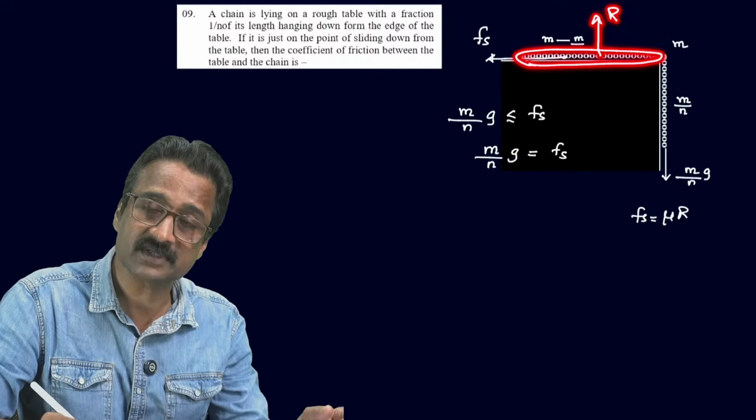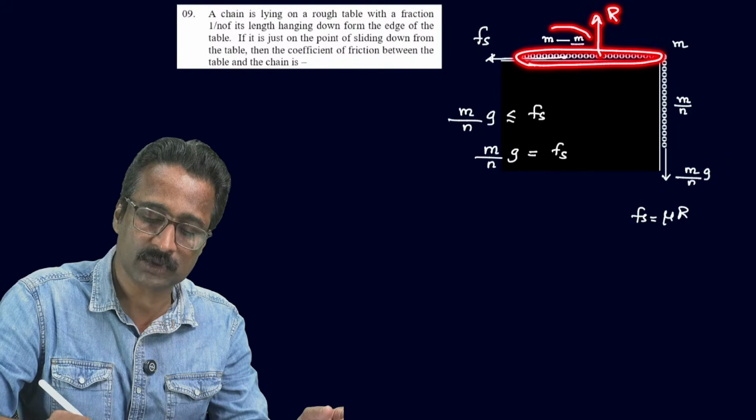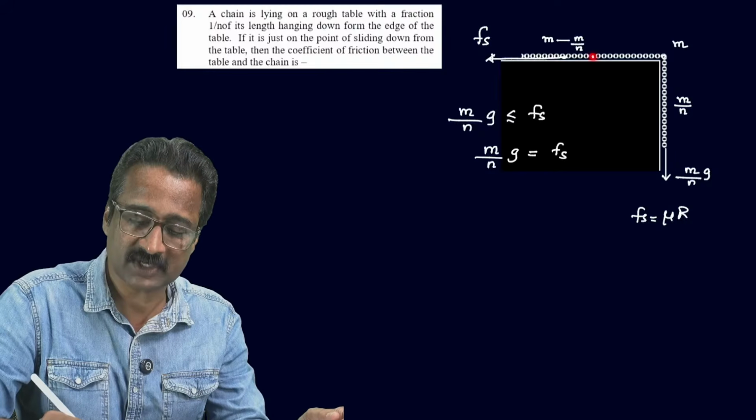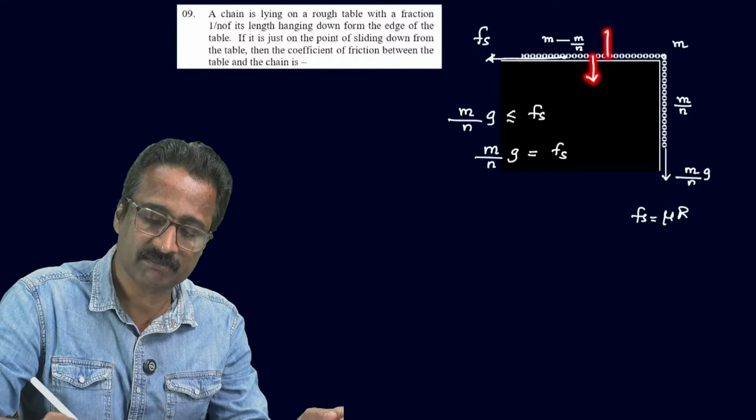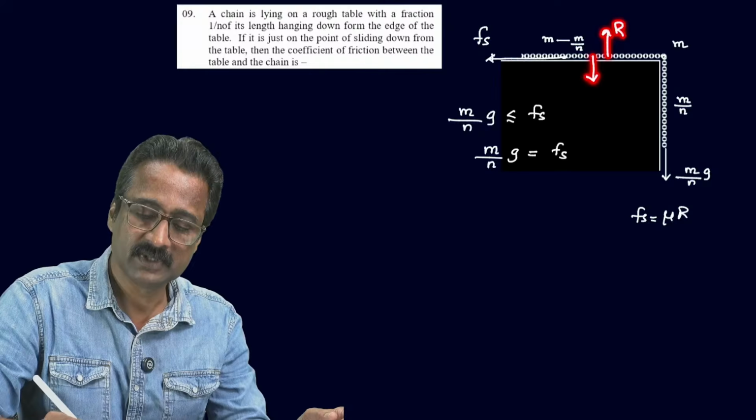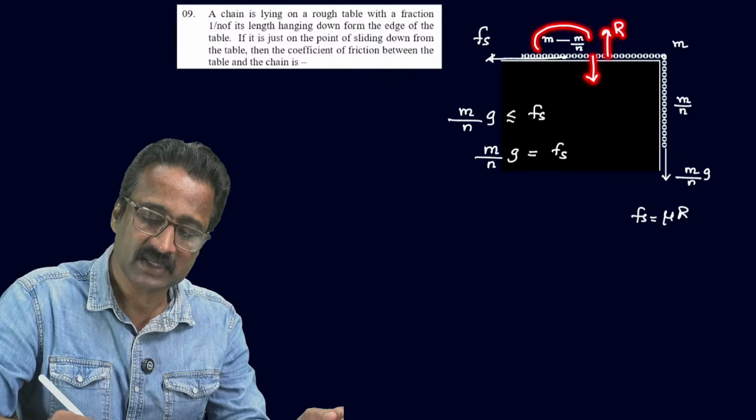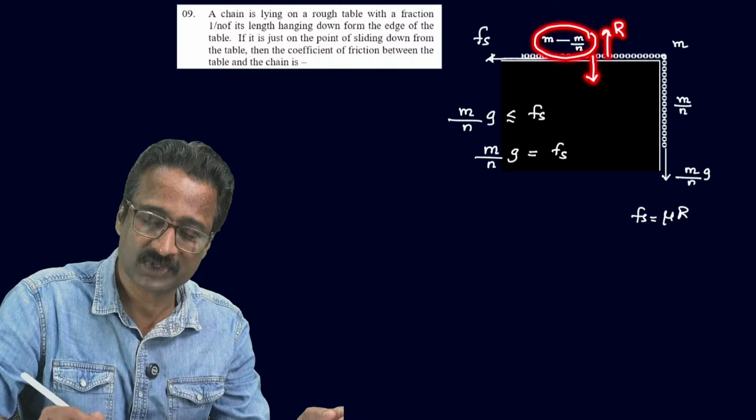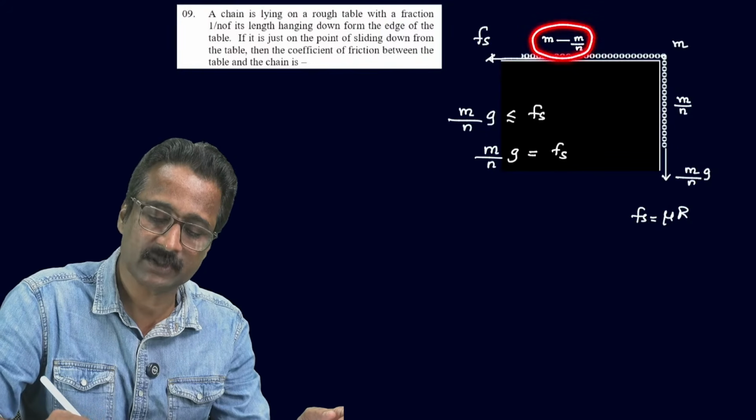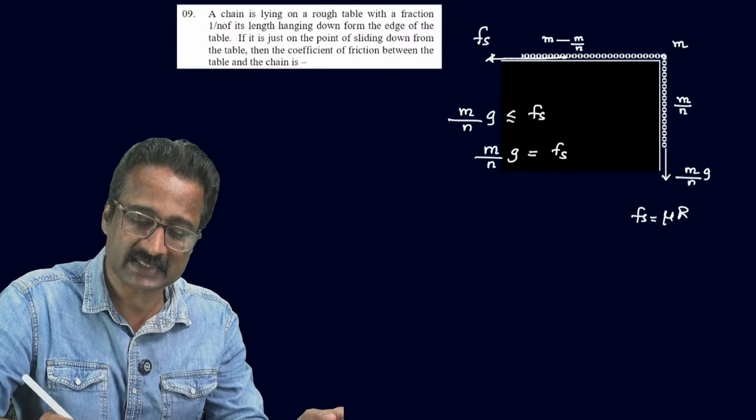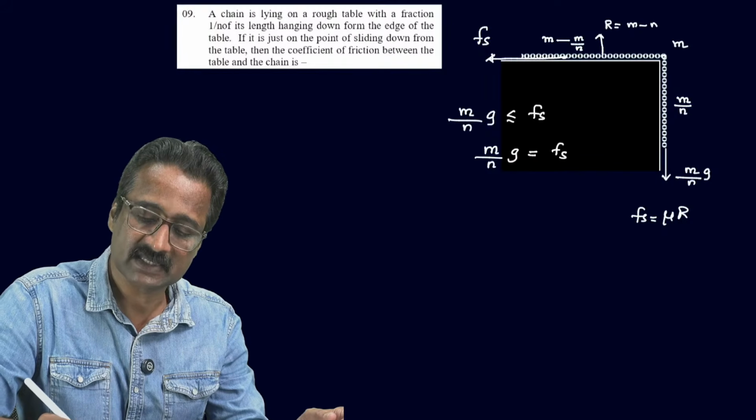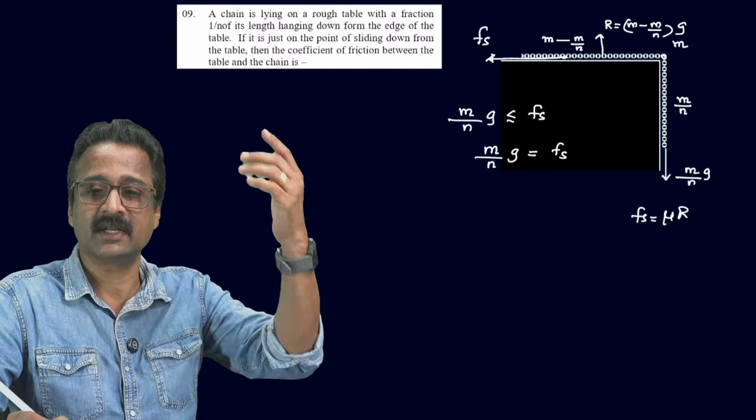Now, what is that reaction equal to? That reaction is equal to the weight of that part of the chain. The weight of that part of the chain is downward, which is being balanced by the normal reaction upward. So the normal reaction R is nothing but mg of the part of the chain lying on the table, which means m minus m by n into g. So one can conclude that the normal reaction R acting here is m minus m by n, that into g. That's the normal reaction acting on the chain.